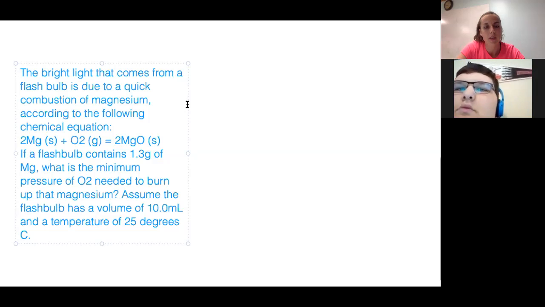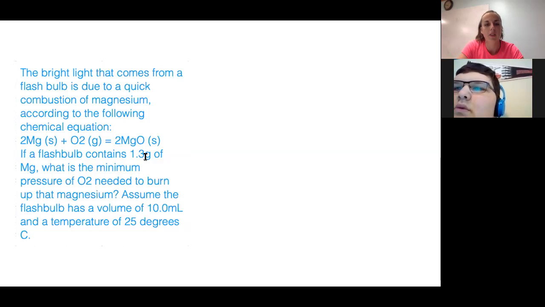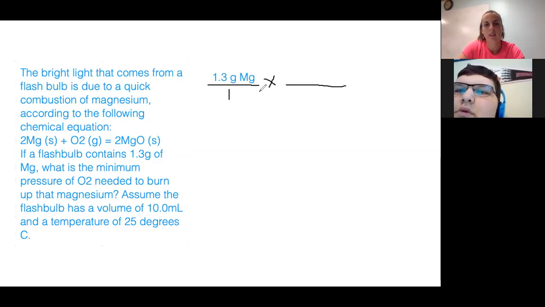So if we're going to use stoichiometry first, we always need what unit? Grams, moles. Moles, yes. So we're going to go from grams to moles. That's what I'm going to do first. Let me just make sure that is what they do. Yep, that's what they do. Okay, so we're going to start with our given value of grams, which is 1.3 grams of magnesium. And we're going to put that over 1. That's our given value. I'm going to multiply it by a conversion factor, and I'm going to moles.